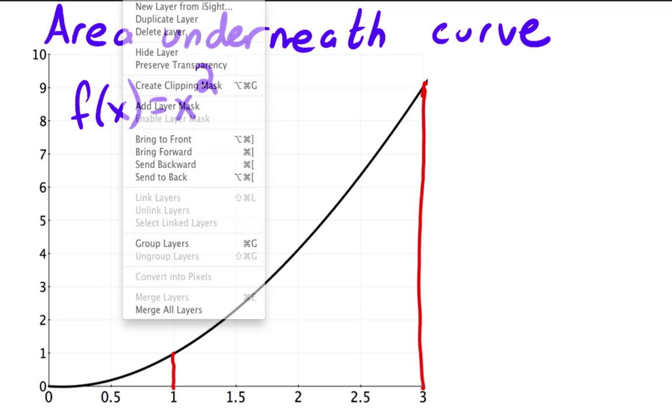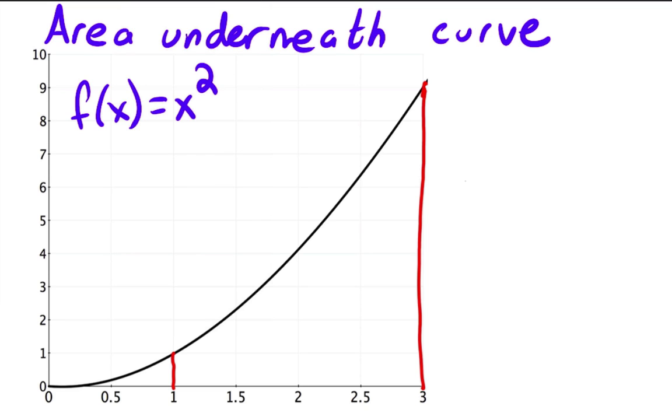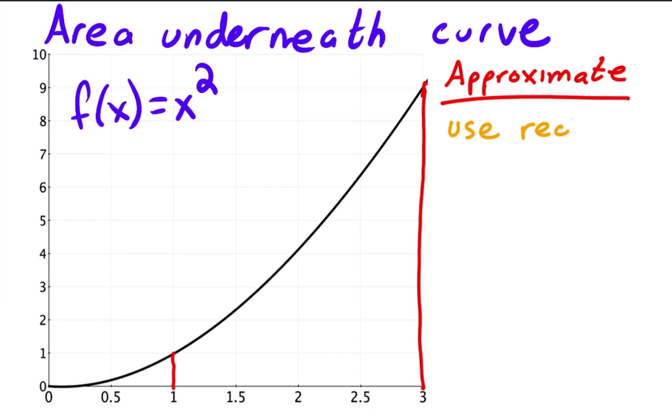You know, it's not a triangle. It's not a rectangle. So we're at a bit of a loss. We don't have a formula for it. So then we go, what if I want to approximate it? Well, if you were to approximate it, you would have to use a formula for something that you already know. So what we're going to do is use rectangles to approximate it.